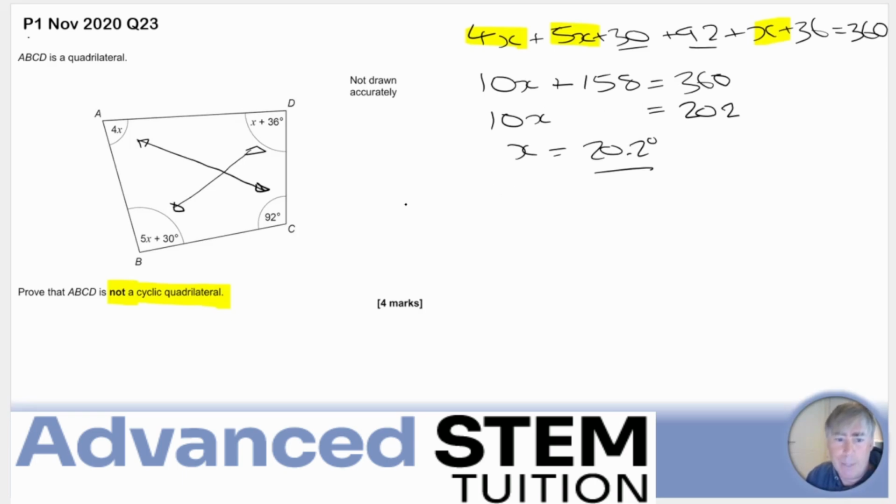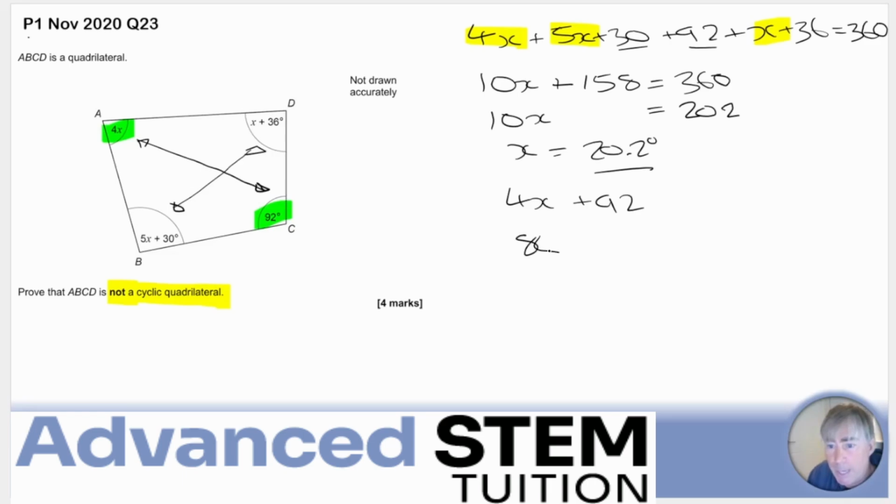So what we now need to do is establish whether or not our angles opposite one another sum to 180. So the logical two angles to choose will be our 4x plus 92. Okay, so we're going to work out what 4x is, and then we're going to add 92 to it. And you can already see that this isn't going to be 180 degrees. Okay, but from a formality point of view, we're going to go ahead and finish this.